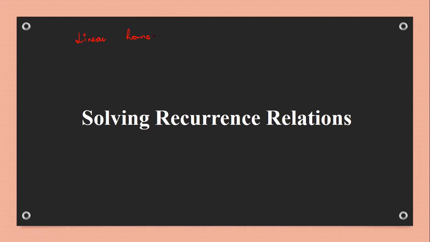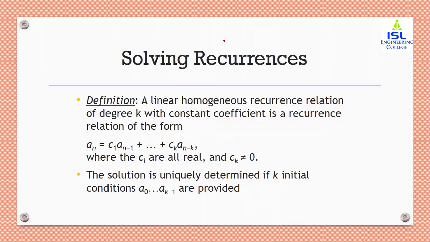homogeneous recurrence relations, and these linear homogeneous recurrence relations have a degree k and they also have constant coefficients. So for the linear homogeneous recurrence relations, we will see the general form. To solve the recurrences, first we will see the definition.